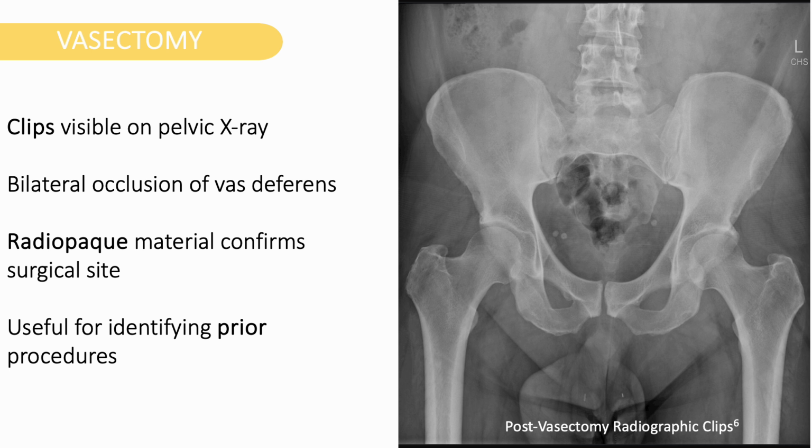Following a vasectomy, radiopaque metal clips may be used to occlude each vas deferens. This frontal pelvic X-ray shows bilateral clips located near the base of the scrotum. These serve as markers confirming that a vasectomy was performed bilaterally. From an anatomical standpoint, this imaging helps clinicians recognize prior procedures and avoid unnecessary surgeries. The placement of these clips is very superficial, just above the testes and outside the peritoneal cavity, which aligns with the anatomical safety of a vasectomy as a minimally invasive outpatient procedure.